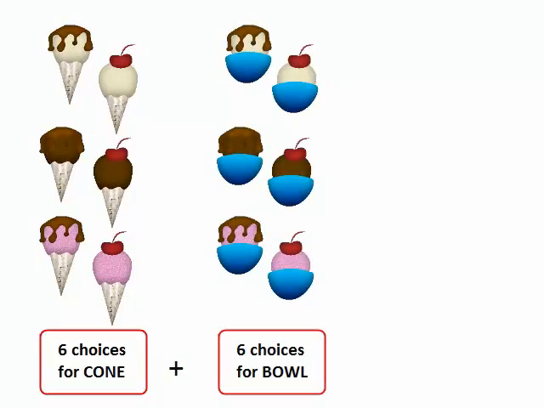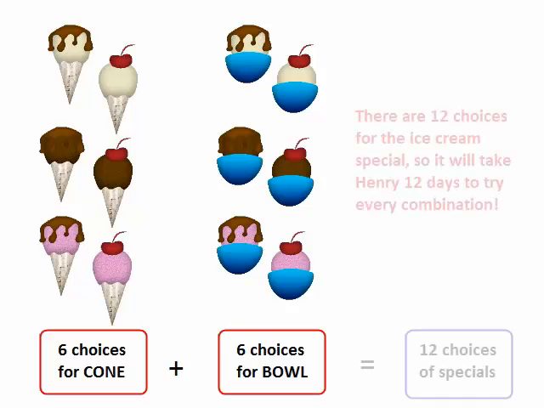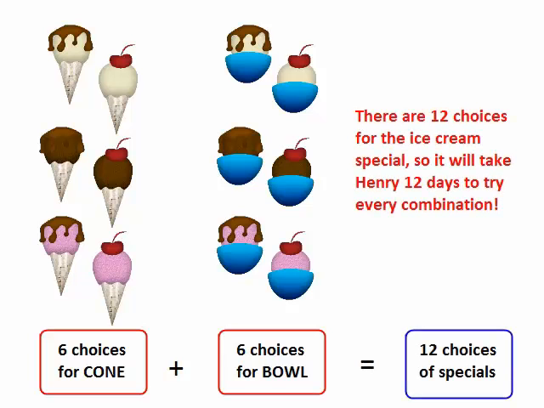We need to remember that Henry could also choose to have a bowl instead of a cone, and that gives Henry 6 more choices for the ice cream special. This gives Henry a total of 12 choices for combinations for the ice cream special. Therefore, it would take Henry 12 days to try every combination.